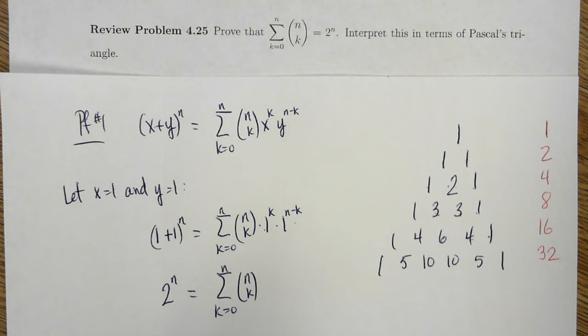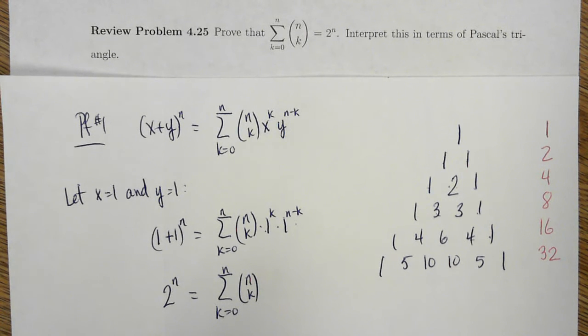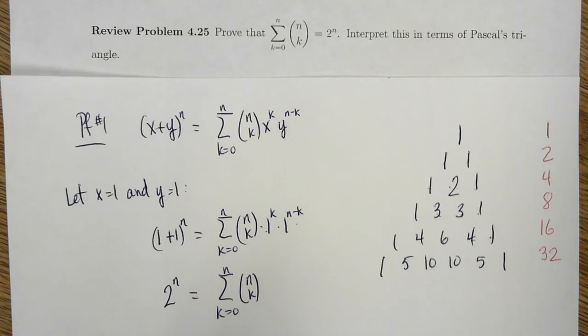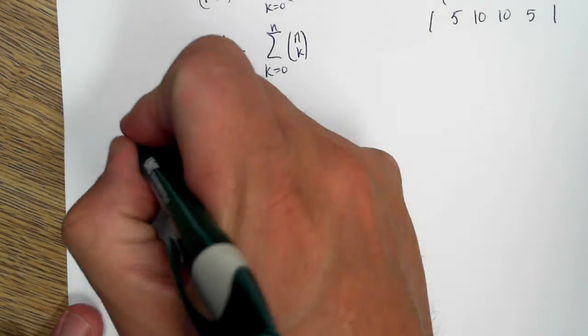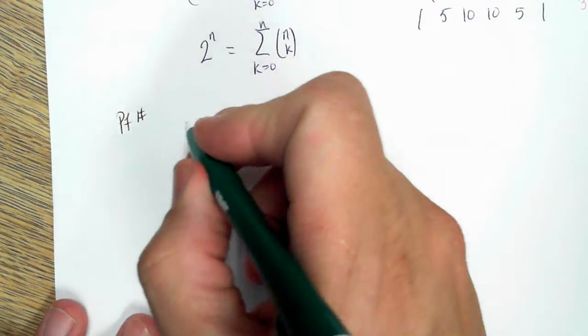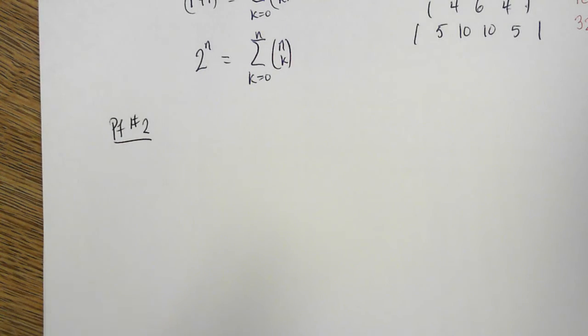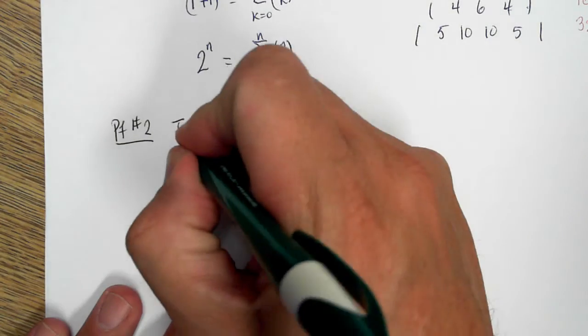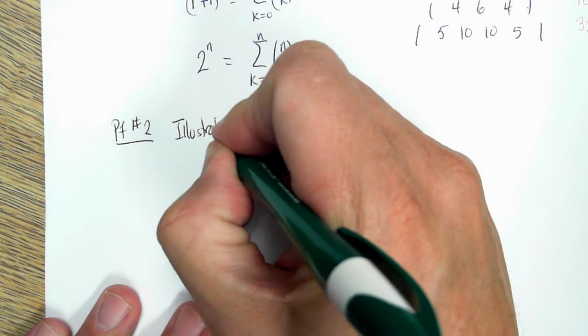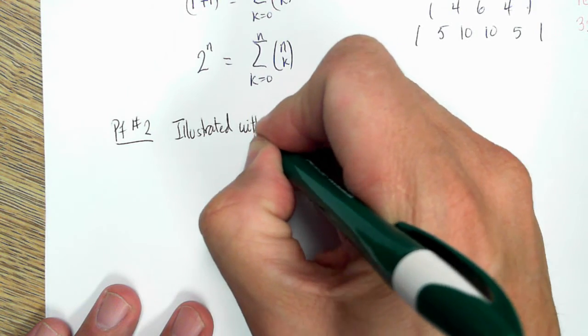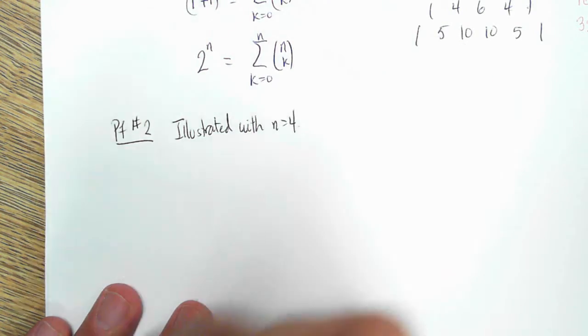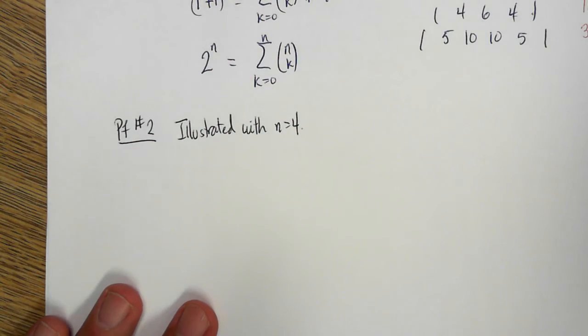So that's the answer for 425. Now this one actually has a bonus argument, a combinatorial argument for why this equality works. So proof number 2. I'm going to illustrate this with n equals 4. The general case is actually in the textbook.